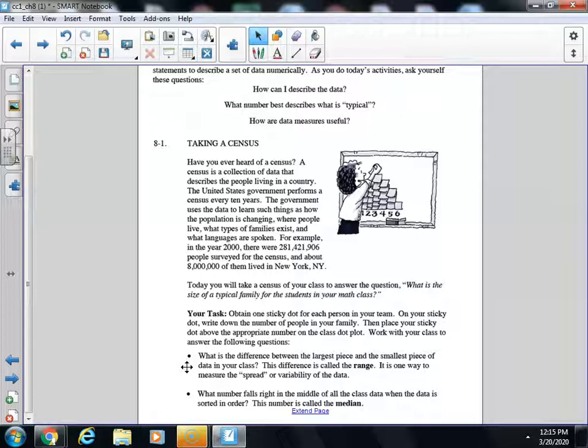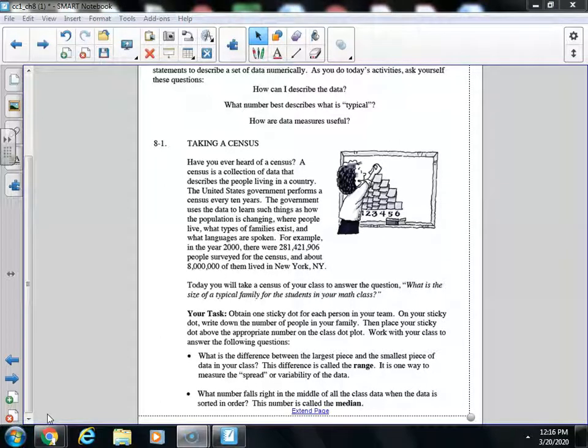This difference is called the range. Okay, so you're going to go ahead and open that document. Look for which piece of data is the largest and which one is the smallest. The difference means you subtract them, and then your answer would be called the range. This is one way to measure the spread or variability of the data. So go ahead and take a minute and find the range of your class's data and record it in your class notes.